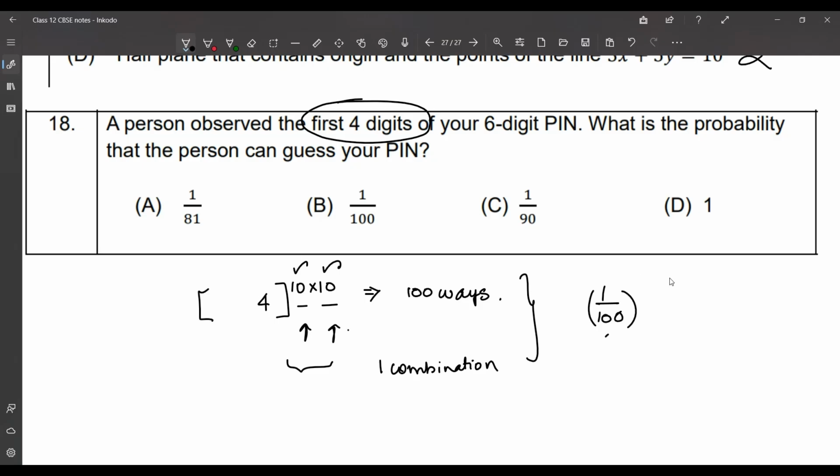So the number of favorable outcomes is just 1, and the total number of outcomes is going to be 100. So probability is 1 by 100. So option B, 1 by 100, is the correct answer.